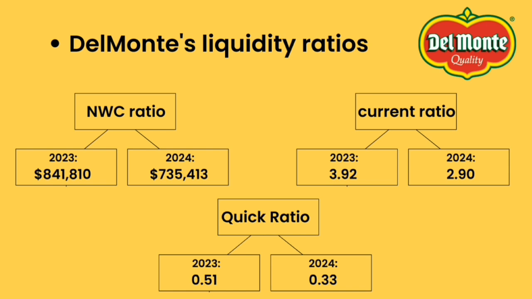841,810 noong 2023 is naging 735,413 na lang siya noong 2024. And there's also a decline in current ratio from 3.92% in 2023 is naging 2.90% na lang siya noong 2024. The quick ratio also weakened from 0.51% noong 2023 is naging 0.33% na lang siya noong 2024.